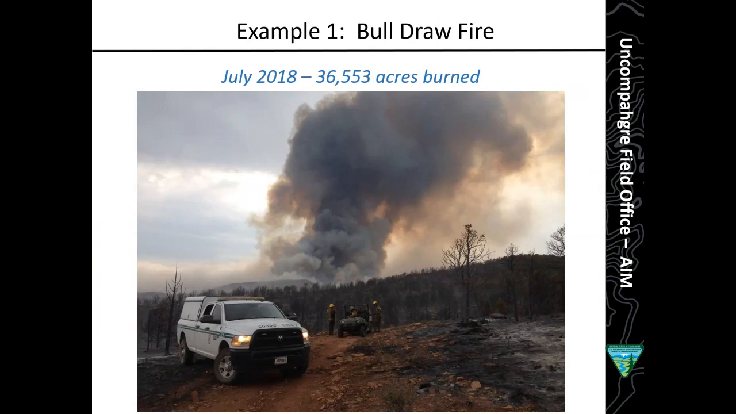So example number 1 is a fire that we experienced in July of 2018. The fire burned 36,000 acres. It originated on BLM and burned up through the forest. The fire actually didn't go out until the snow came in November, December. Next slide.